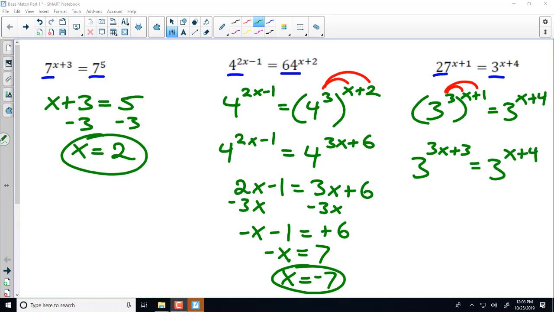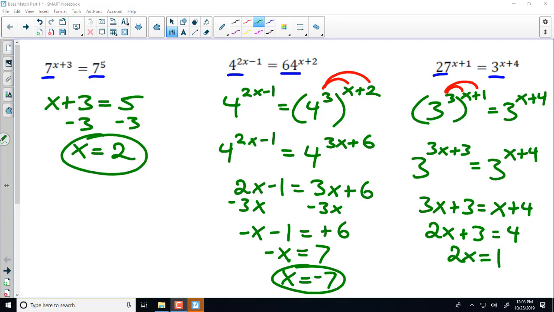The bases now match, so we set the two exponents equal to each other. We go ahead and subtract x from both sides, giving me 2x plus 3 equals 4. Subtract 3 from both sides, giving me 2x equals 1. Divide both sides by 2, get x equals 1/2. And that's the answer to that problem.